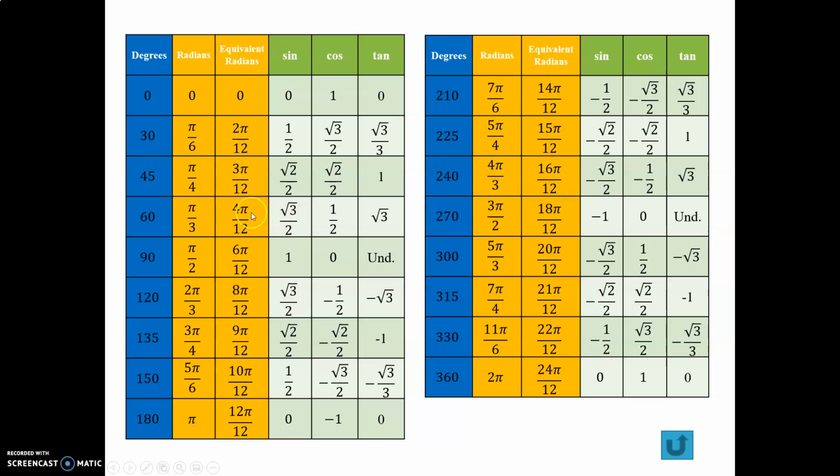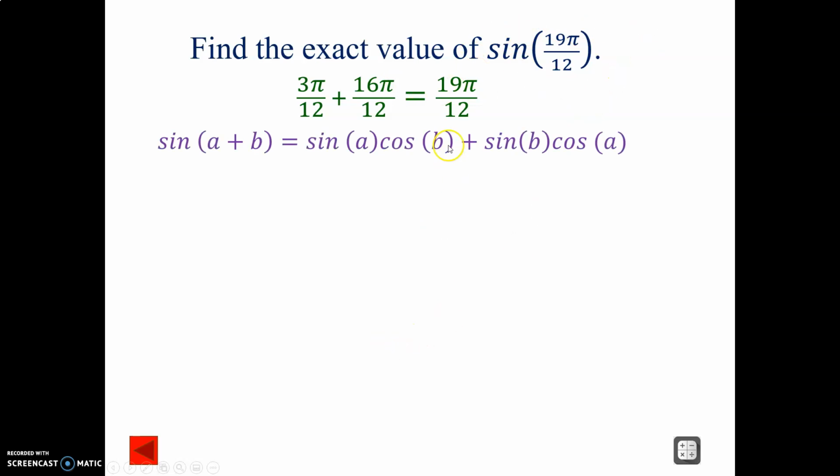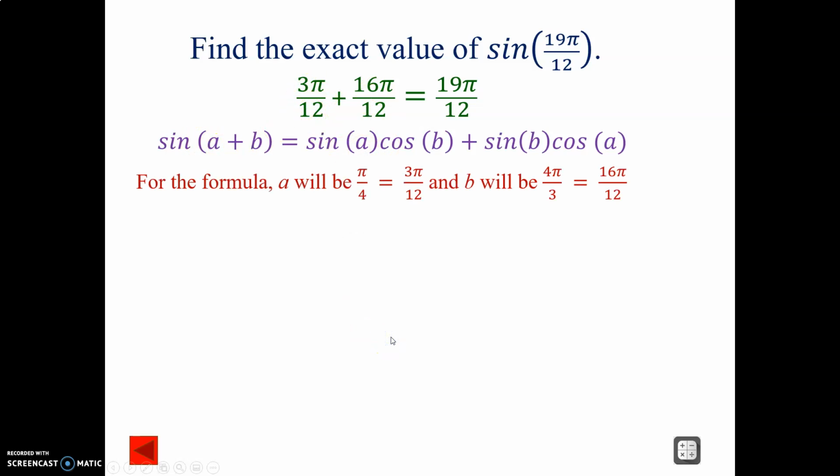So we'll be using 3 pi over 12 and 16 pi over 12. So 19 pi over 12 is the same thing as 3 pi over 12 plus the 16. So that means we can rewrite the problem from 19 pi over 12. Oops, sorry. We're using the sum formula. My bad. And in this case, A is going to be 3 pi over 12, and B is going to be 16 pi over 12.